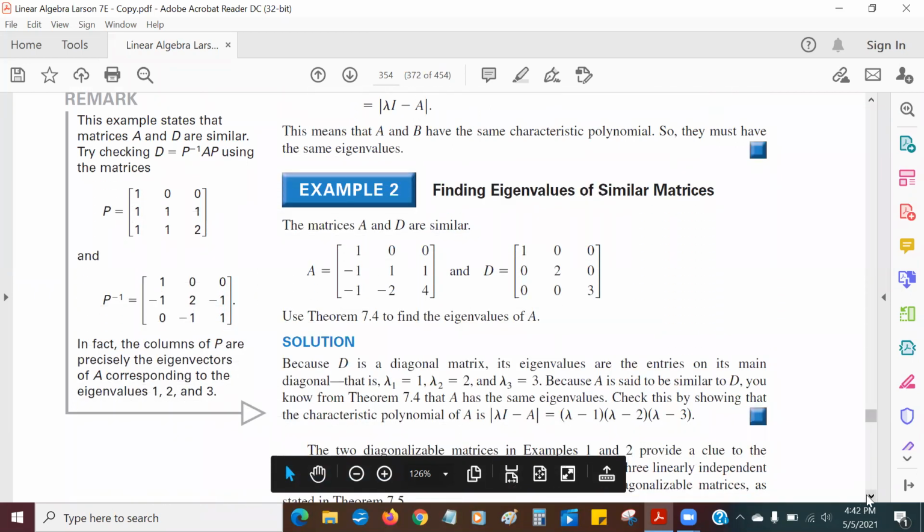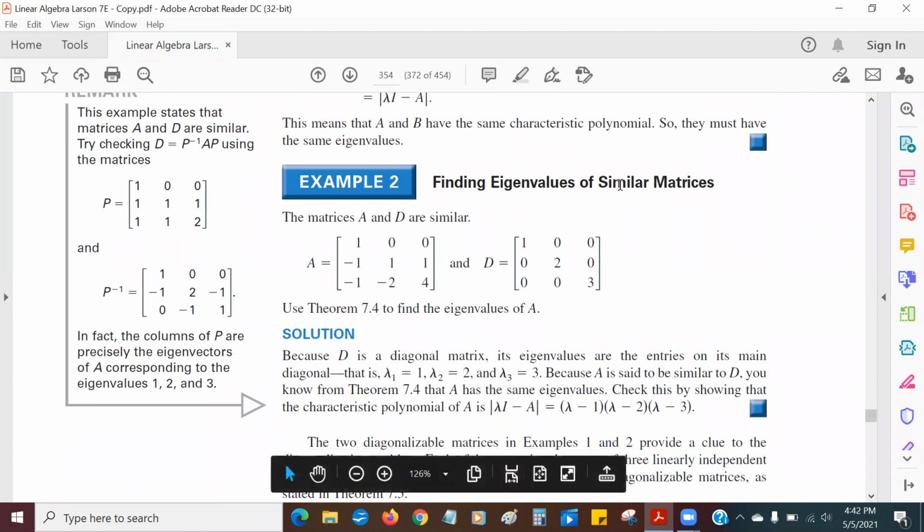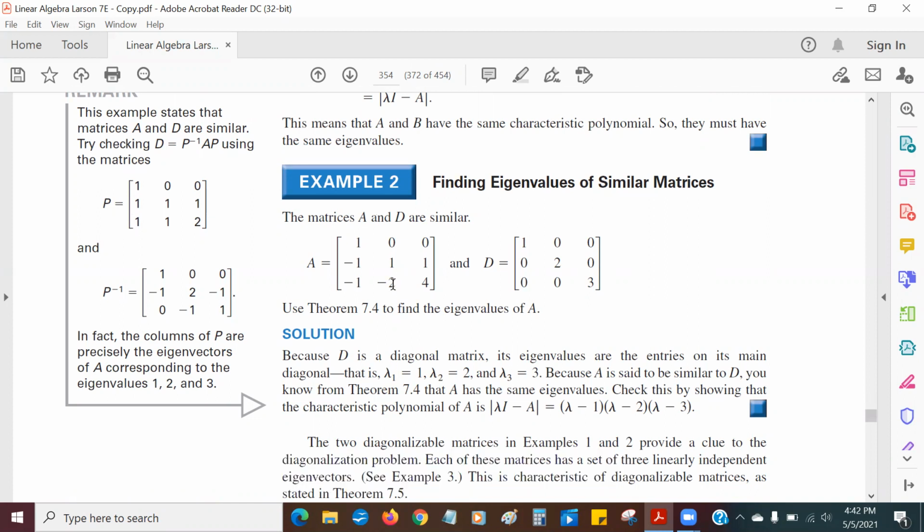So we want to find eigenvalues of similar matrices. Well, the matrices A and D are similar. Now, why are they similar? How are they similar? That's another story. But actually, on the side, it kind of will explain it. But we'll do that afterwards. But let's just do the problem that they're asking.